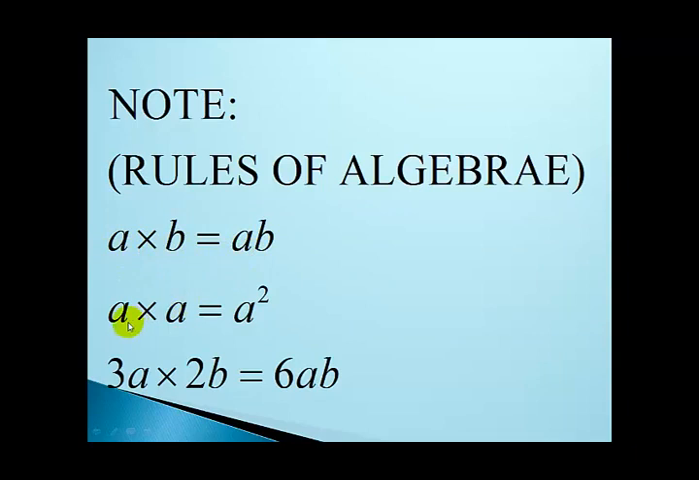Now a times a equals a squared. That is an element by itself is the square of the element. So a times a equals a squared. Now 3a times 2b. We first multiply the coefficients. So 3 times 2 and that will give us 6. Then we multiply a by b and that is giving us ab. Take note of these rules of algebra.